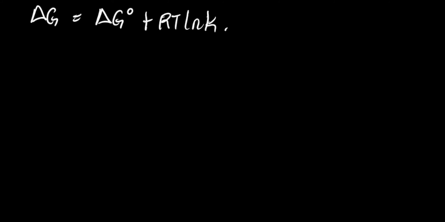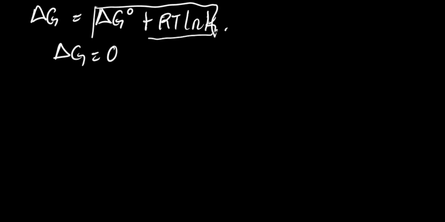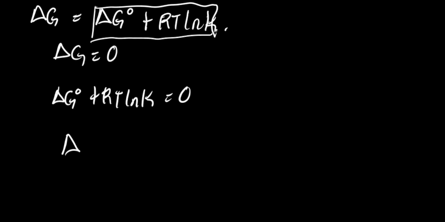Since we're considering a reaction at equilibrium and we already established that the free energy would be equal to zero, it means that this expression is equal to zero. So delta G naught plus RT ln K is equal to zero. This simply means that the standard free energy change, delta G naught, is equal to negative RT ln K.